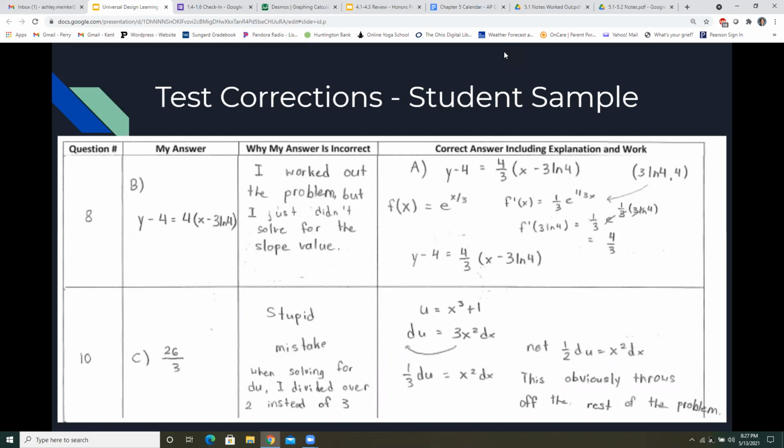You can see they do a nice job of differentiating between an actual mathematical mistake versus just a silly error that can be easily corrected. So it gives them a nice way to reflect and think about their mistakes and make corrections.